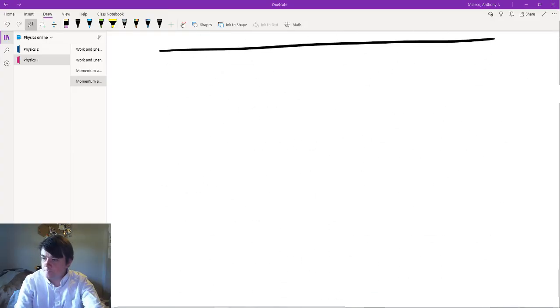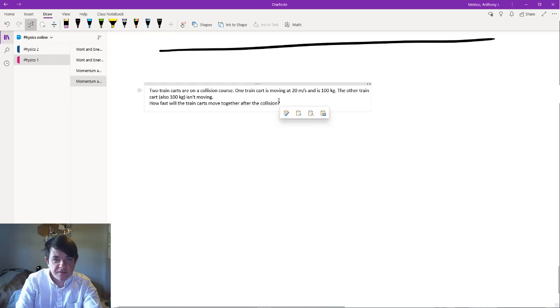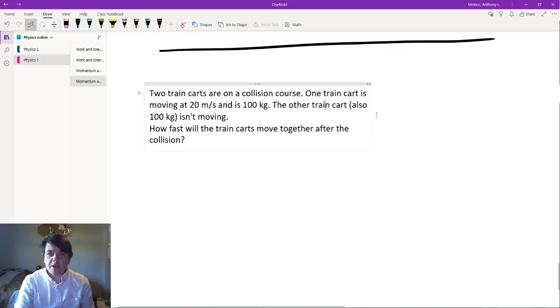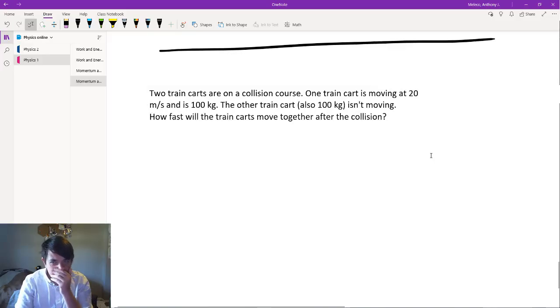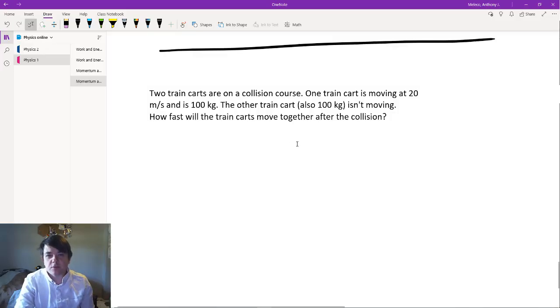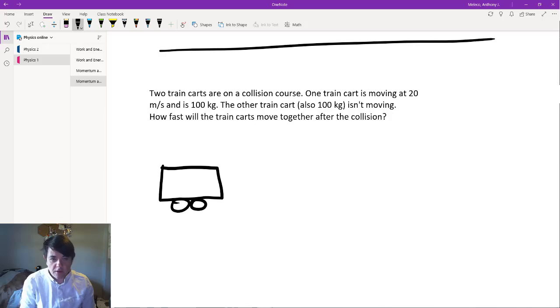Next up, we're going to start collisions. So in this example, we've got 2 train carts that are on a collision course. One train cart is moving at 20 meters per second. It is 100 kilograms. The other train cart, also 100 kilograms, isn't moving. So how fast will the train carts move together after the collision? Okay, so for every single momentum problem, what you want to do is set up a before and after, or 2 states like we did with energy.